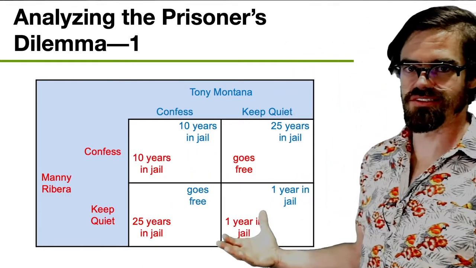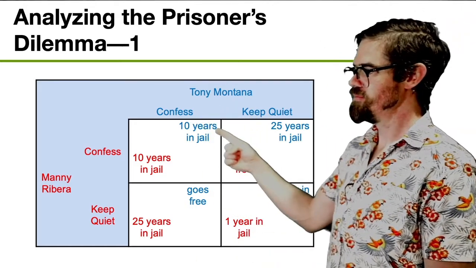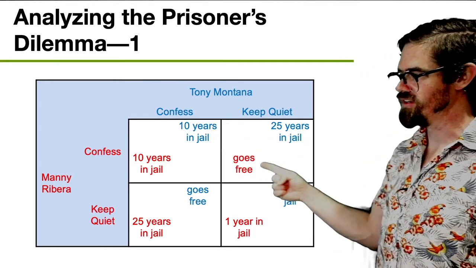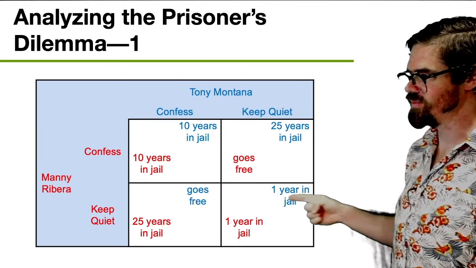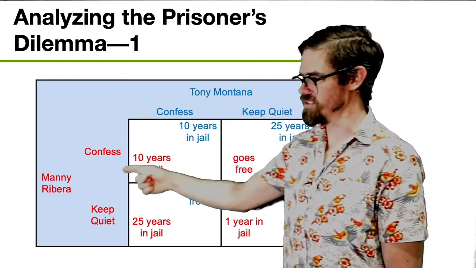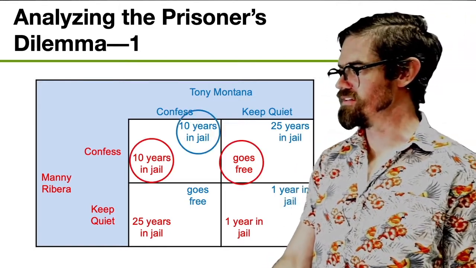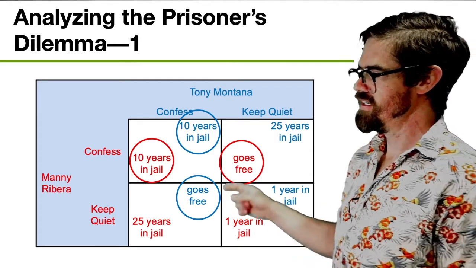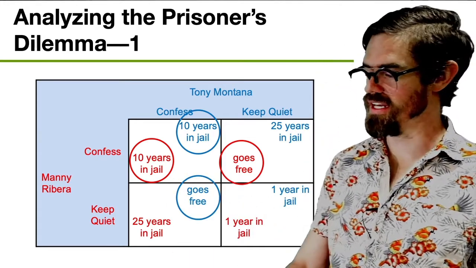And as it turns out, since this is a symmetric game, it's the same thing for Tony, right? Tony also wants to always confess because confessing is always better than keeping quiet, regardless of what Manny does. Confessing is better than keeping quiet in both cases of Manny's choices. So we have players that have dominant strategies. These are their dominant strategies. And so they end up both confessing and both spending 10 years in jail.